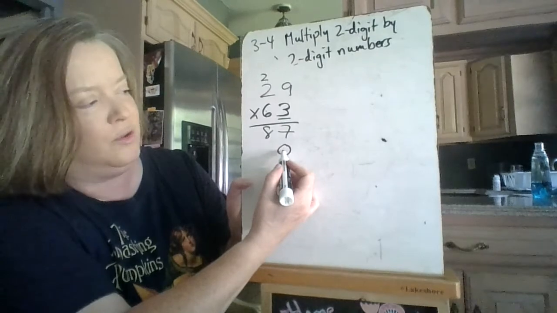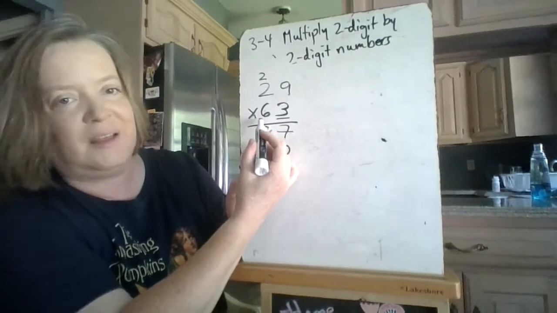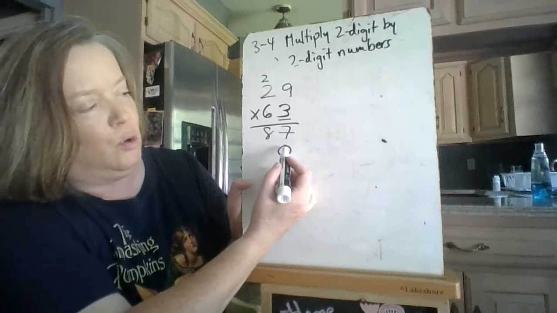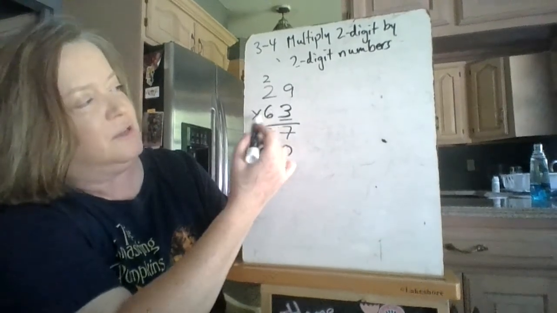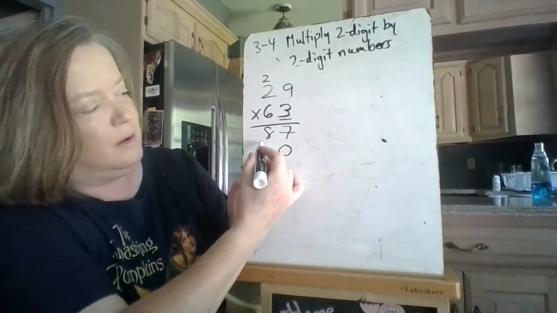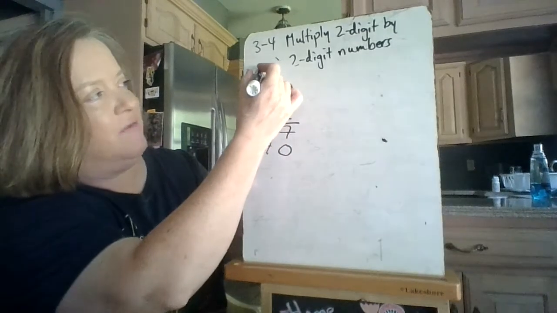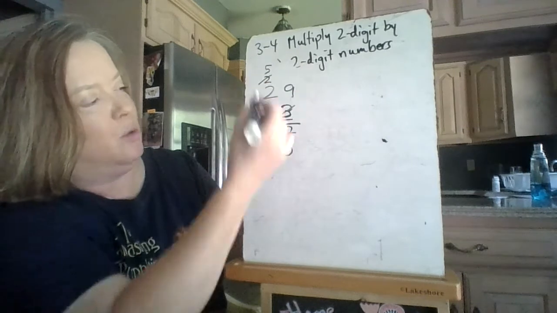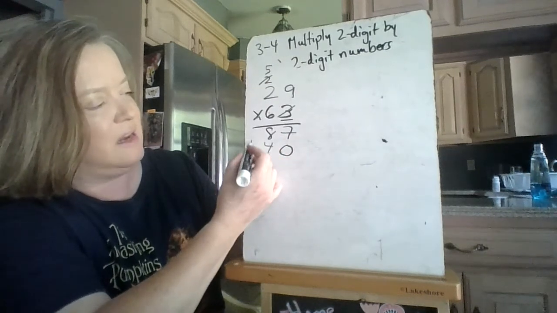So now I have to hold the ones place because now I'm going to multiply the 6, which is in the tens place, times these two numbers. So I'm going to hold this place with a 0. So 6 times 9 is 54. Put down my 4, carry my 5. I'm going to get rid of these numbers because I used them. 6 times 2 is 12, plus 5 is 17.